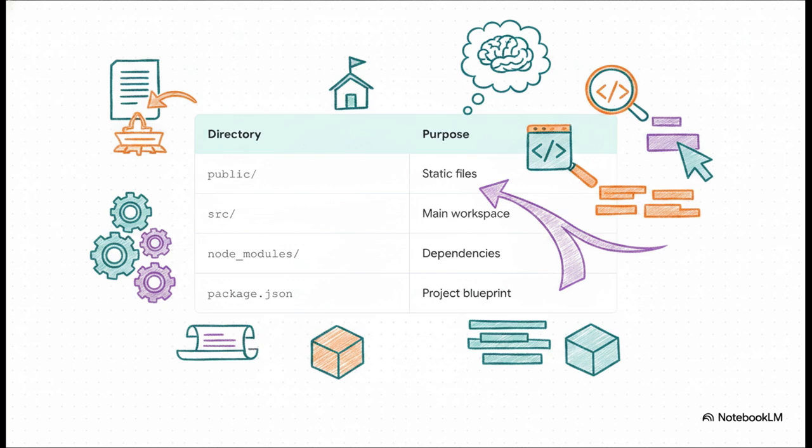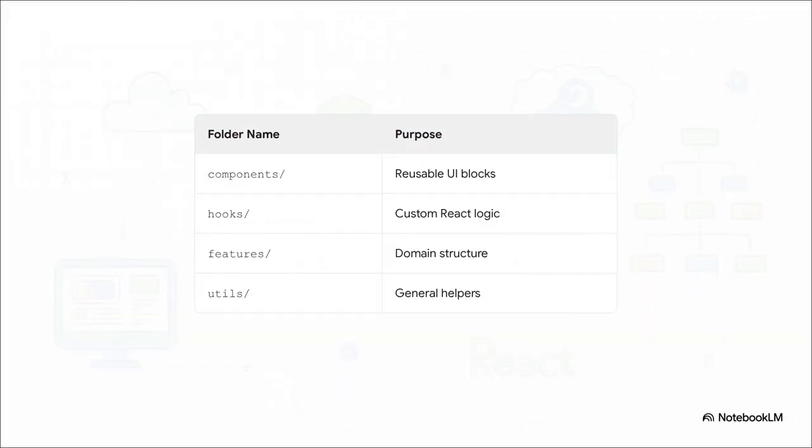You have your Node modules, which stores all your project dependencies, and honestly, you generally never want to touch those files. You have your package.json blueprint listing all your tools. But that src folder, that is your main workspace. That's where your React components and logic live, and it's where you're going to spend 99% of your time coding. As your project grows into 2025 and 2026 standards, breaking that src folder down is how you keep your sanity.